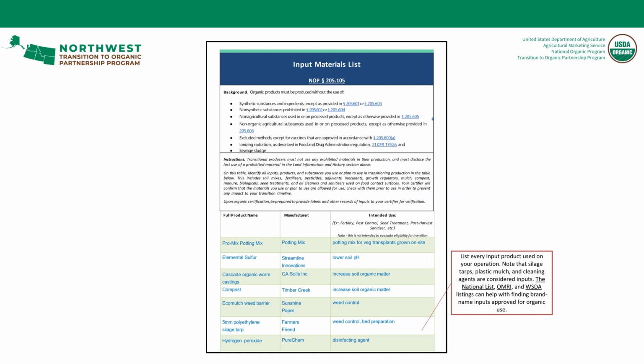Be very detailed in this section, as the reviewer can help you determine what materials are allowed or prohibited. You can also check the National List, the Organic Materials Review Institute, also called OMRI, or the Washington State Department of Ag list of approved materials to find out which are allowed for organic production.